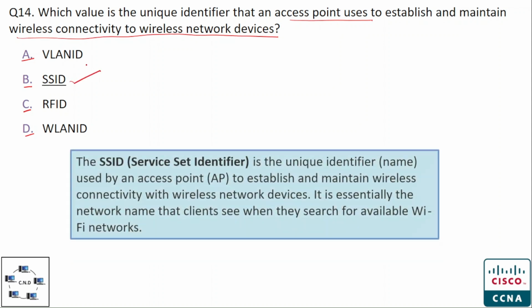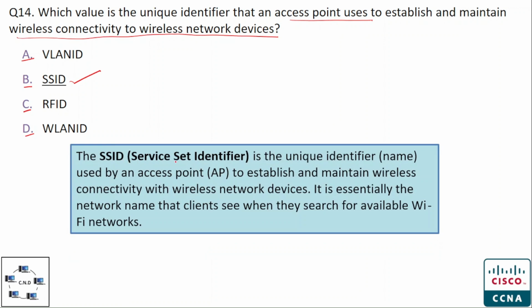SSID. So the SSID, that is service set identifier, is the unique identifier or name used by an access point to establish and maintain wireless connectivity with wireless network devices. It is essentially the network name that clients see when they search for available Wi-Fi networks.